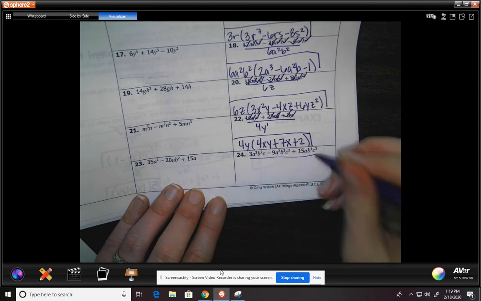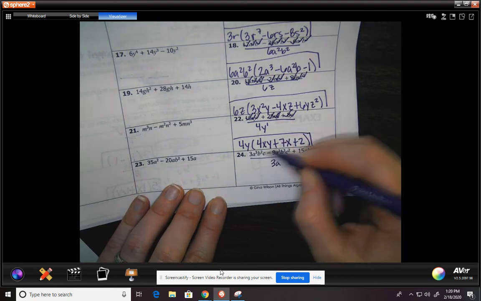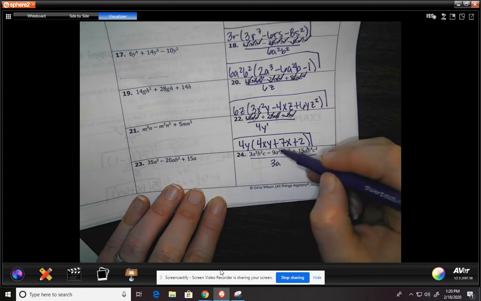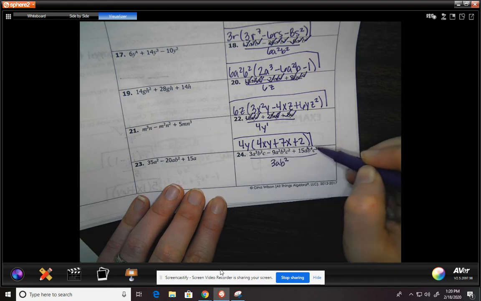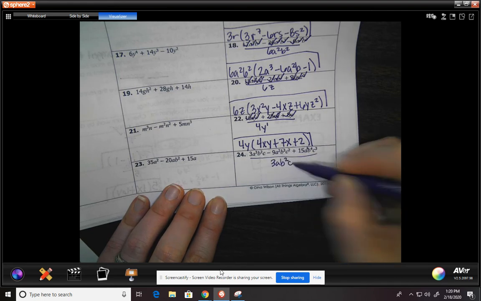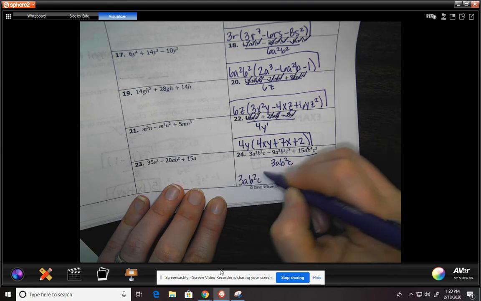So the biggest thing I can divide out of here is 3. A. They all have an A, and the smallest one is this 1. B, and B. The smallest one is B squared. C squared, and C cubed. So 1, 2, 3, the smallest one would be 1. So I'm going to divide by 3A, B squared, C.